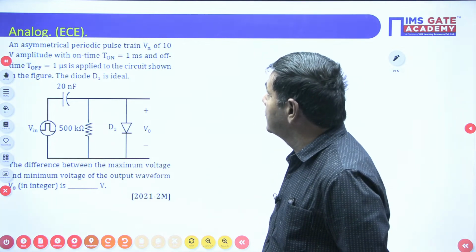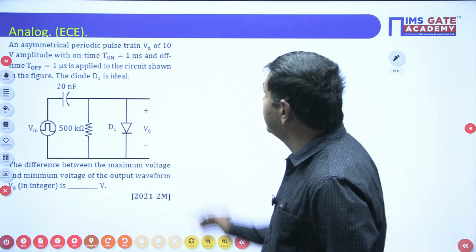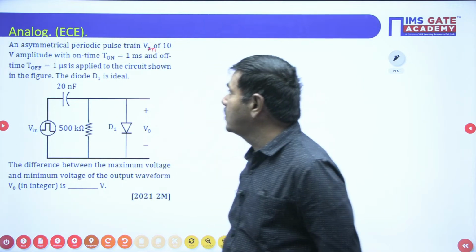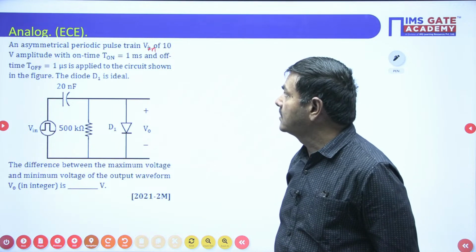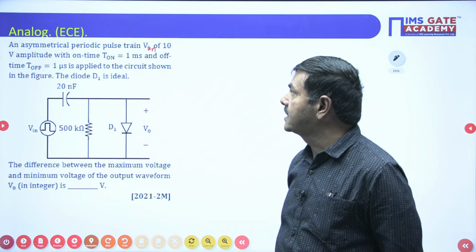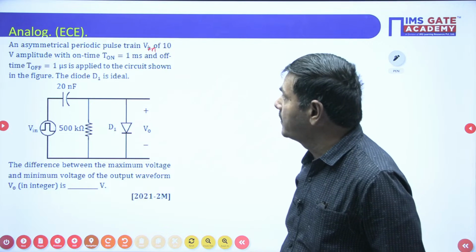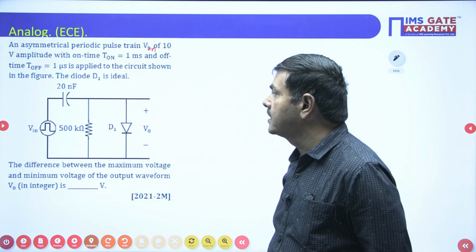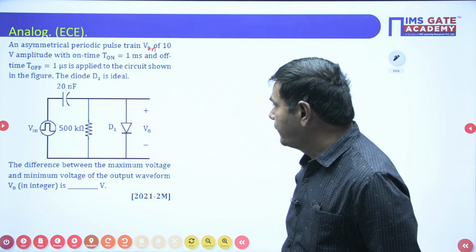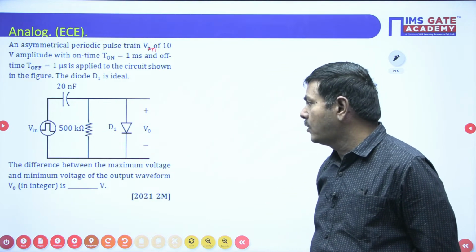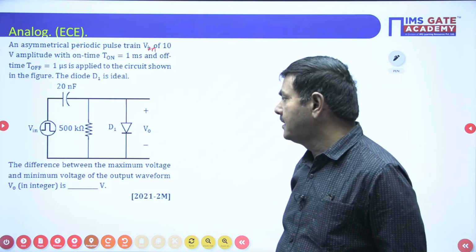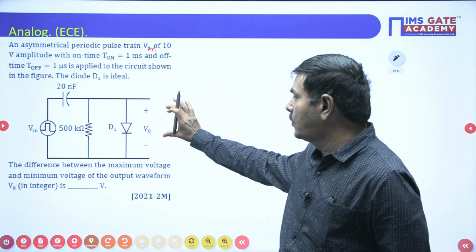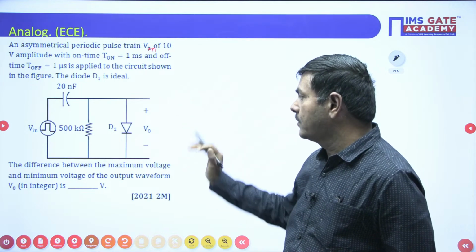An asymmetrical periodic pulse train V in, of 10 volts amplitude with on time T on equal to 1 millisecond and off time 1 microsecond is applied to the circuit shown in the figure. The diode D1 is ideal. The difference between the maximum voltage and minimum voltage of the output waveform V0 in integer is dash volts. It is asking to find the output voltage.